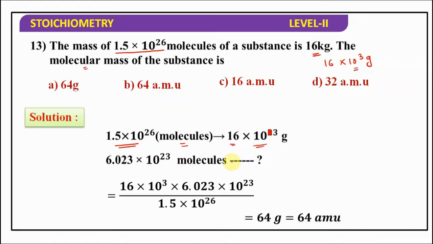Then 6.023 into 10 to the power of 23 molecules, mass is how much? That is the molecular mass. Molecular mass is nothing but the mass of 1 mole of substance. 1 mole of a substance consists of how many particles? Avogadro number of particles. So do the cross multiplication. You will get the answer 64 gram, that is equal to 64 AMU. So option B is the correct answer. Hope you understand, children. Is that clear? Right.